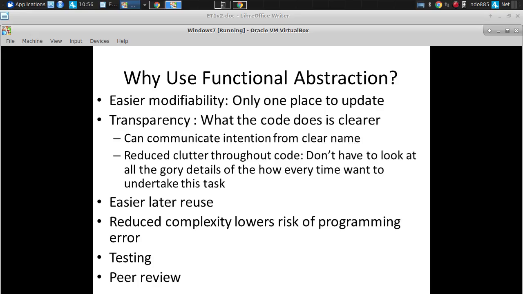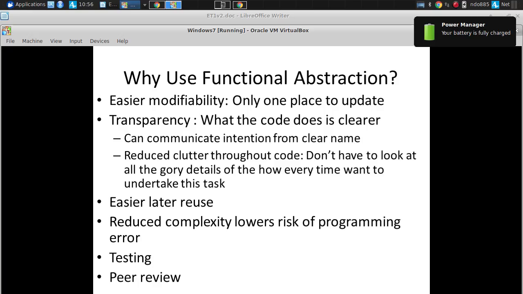Well, a number of points here. Easier modifiability. One place to update things. We have different pieces, each have their job in life. There's the piece associated with checking if it's in bounds. There's a piece associated with loading a file into memory. There's a piece associated with writing it out. There's a piece associated with stepping the system through one step. Each of them has a role, and we know where to go to change it. They're not scattered all over.